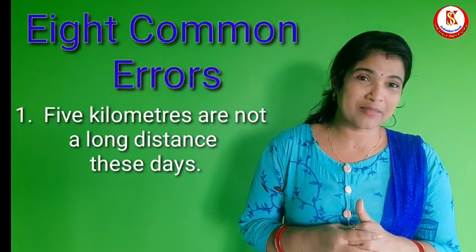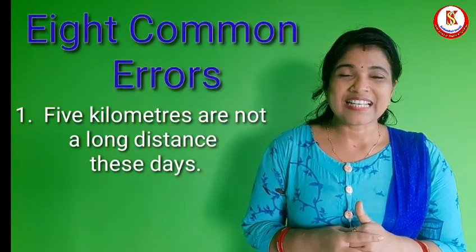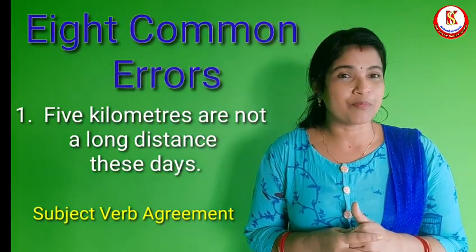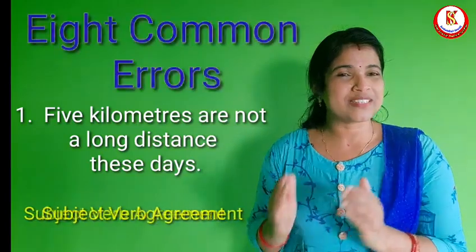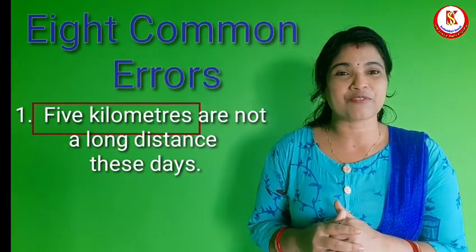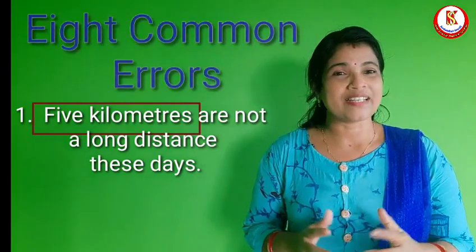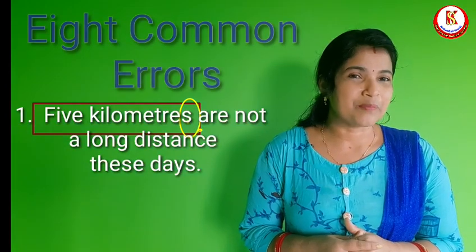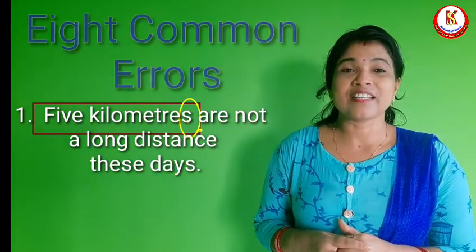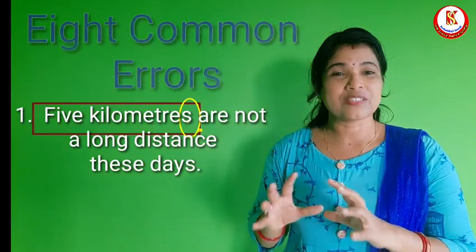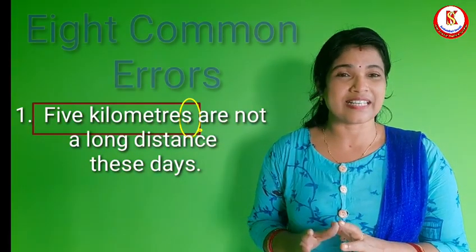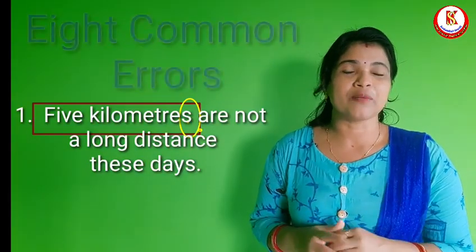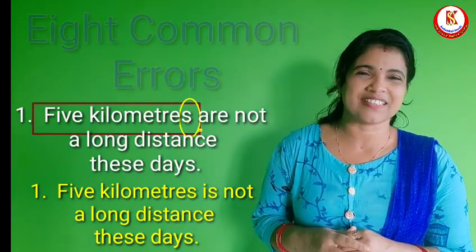You just tell me what is the mistake here. Yes, it is otherwise also known as subject-verb agreement. So what verb should be used with this particular subject, that is 5 kilometers? When we have s at the end, that means our verb should be plural. But that is not the case here. Then what is the correct one? This total of 5 kilometers is taken as a whole, a single unit. So the answer is: 5 kilometers is not a long distance these days.